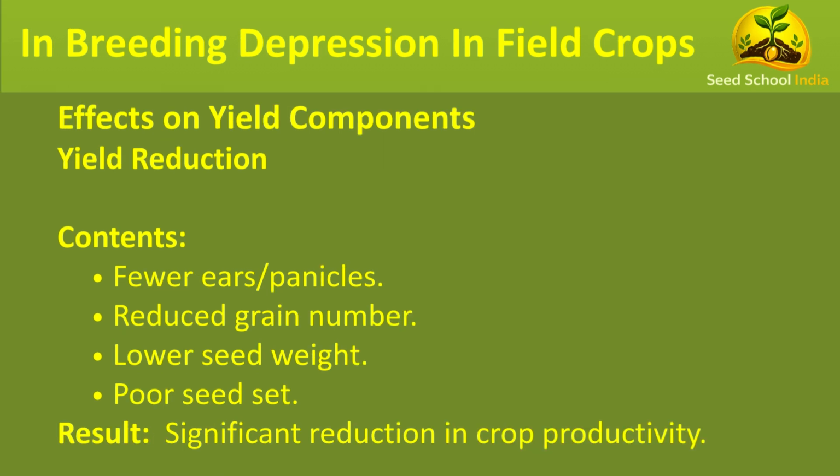Inbreeding depression negatively affects almost every yield component. The number of ears, panicles, or pods decreases, seed set becomes poor, grain size and grain weight decline, and total biomass production is reduced. Consequently, overall crop yield can decrease dramatically. In maize, for example, repeated selfing may reduce grain yield by more than 50%, emphasizing the importance of maintaining heterozygosity.